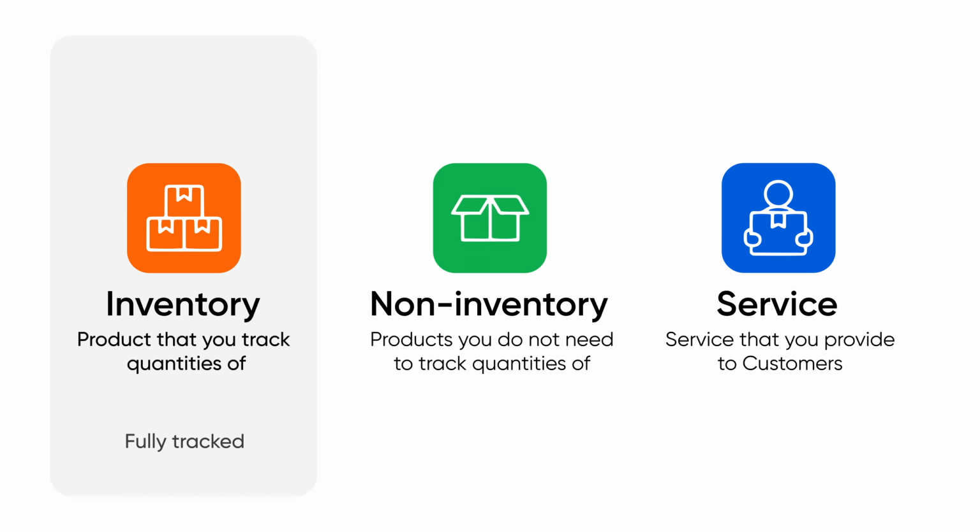Inventory items are fully tracked across multiple locations. Non-inventory and service items, on the other hand, don't track quantity. They're great for things like labor, installation, or one-off services.